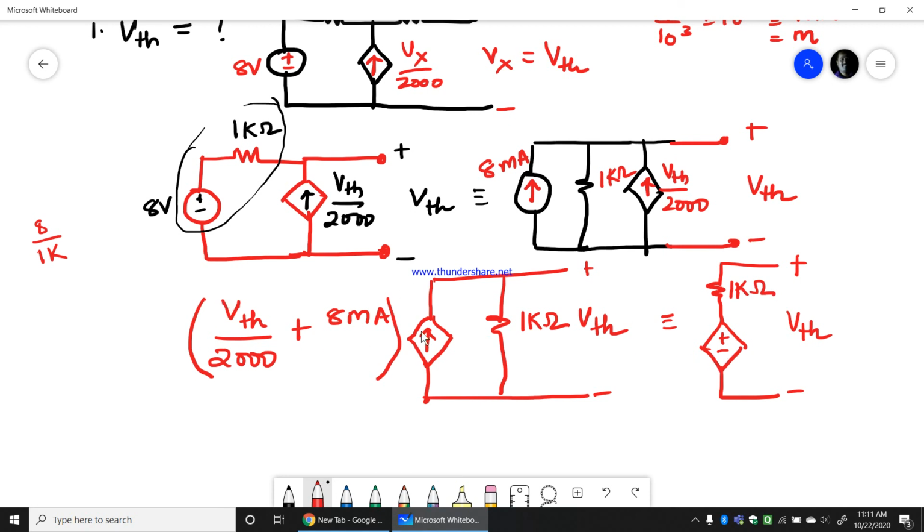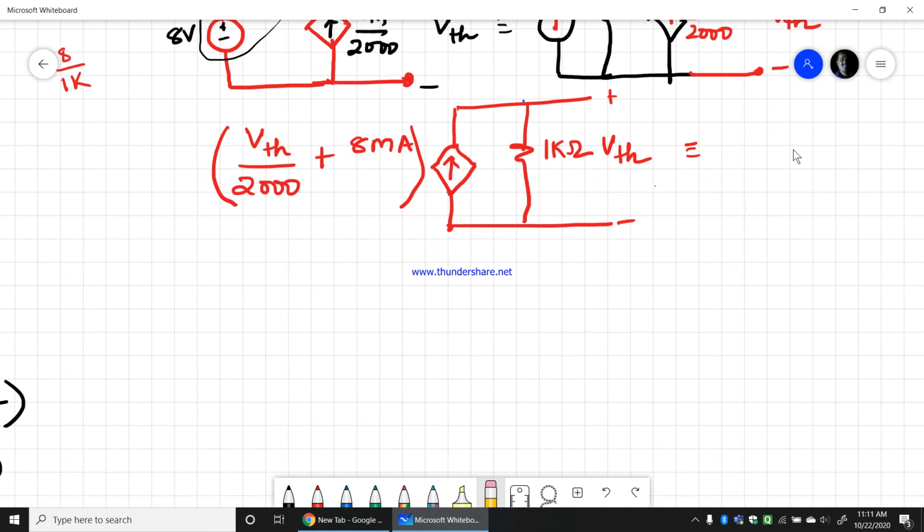So this whole thing into 1 kilo ohms. The voltage across this, VTH, is what we need to find out. It is nothing but current multiplied by the resistance, that's it. Okay, so I'll just write the equivalent circuit, then we'll see that.